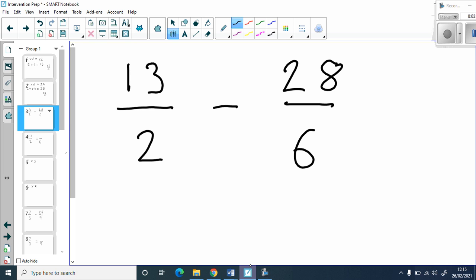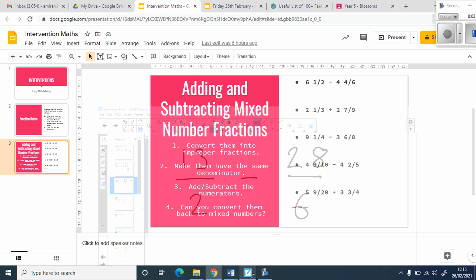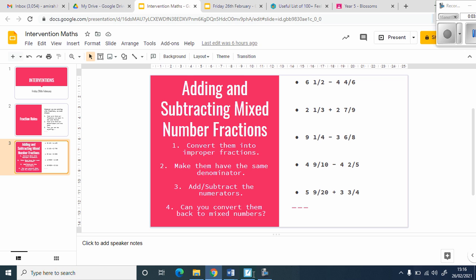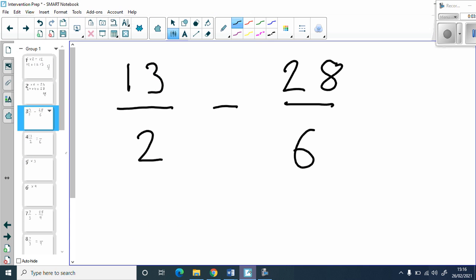The next step, as it says here, number 2, is to make them have the same denominator, and we will do exactly that. What I always do whenever we make the same denominator is start with the smaller denominator and multiply it to make it bigger. That's the easier way to do it, I think.